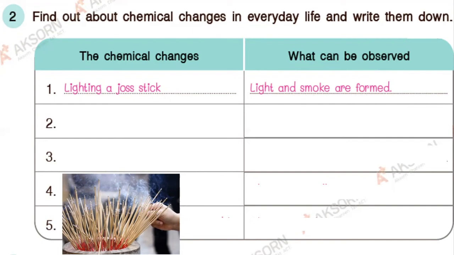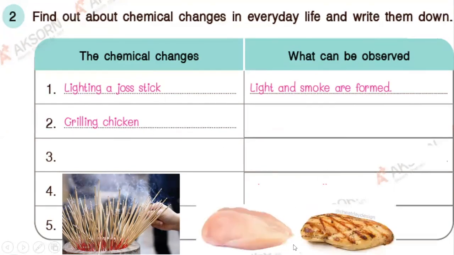Okay, number 2, grilling chicken. It's a chemical change as well in our everyday life. For example, if we grill chicken, repeat after me, grilling chicken. It's a chemical change, grilling chicken. Okay, so we have raw chicken and we have grilled chicken, a big difference, right?